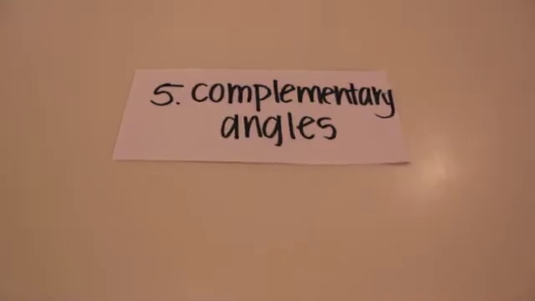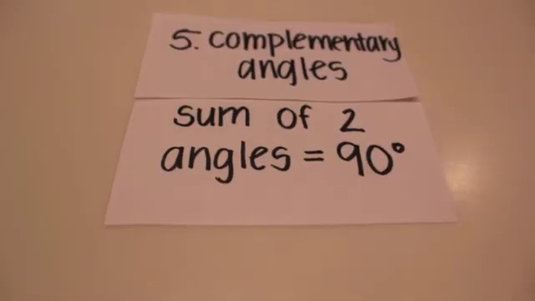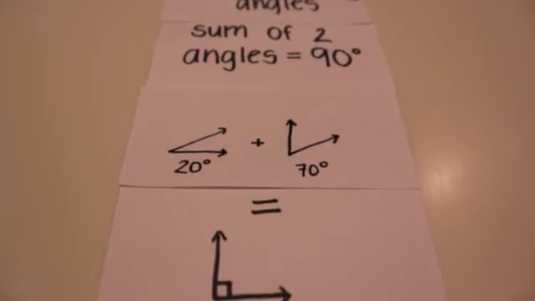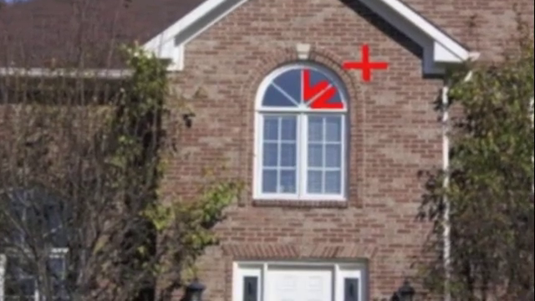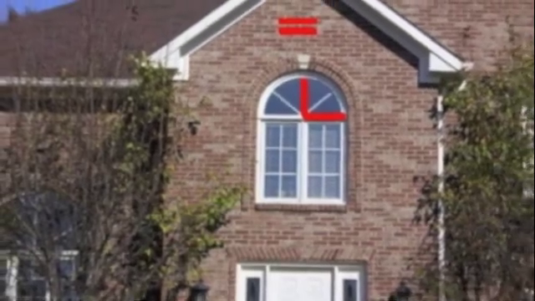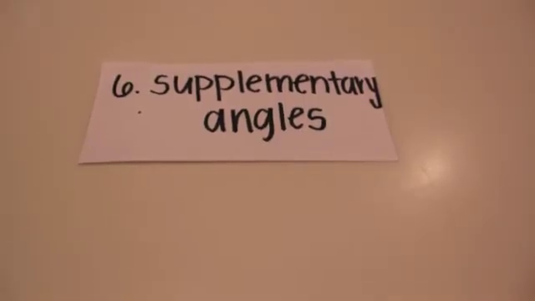Next come complementary angles. Complementary angles are the sum of two angles and has to equal 90 degrees. It looks like this. In this example, if you see 45 degrees plus 45 degree angles, it'll equal a 90 degree angle.